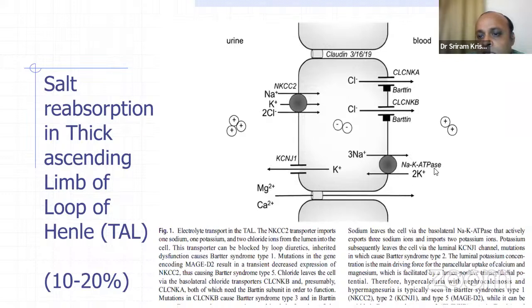The basolateral side also has the sodium potassium ATPase, which is responsible for absorbing 3 sodium ions into the bloodstream in exchange for 2 potassium ions. What is also important to know here is that the luminal potassium concentration is the main driving force for the paracellular uptake of calcium and magnesium. And this is facilitated by a lumen positive transepithelial potential. Therefore, you will come across hypercalciuria and hypermagnesiuria in patients with Bartter syndrome type 1 and type 2, and also in type 5.